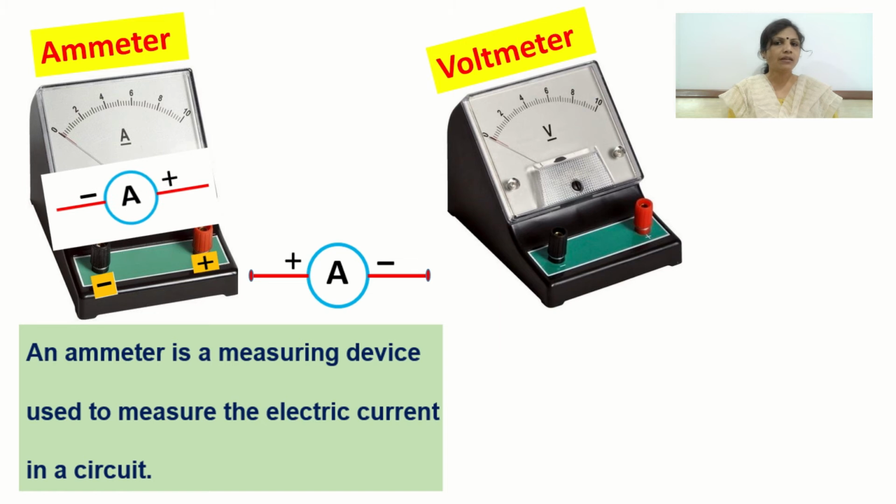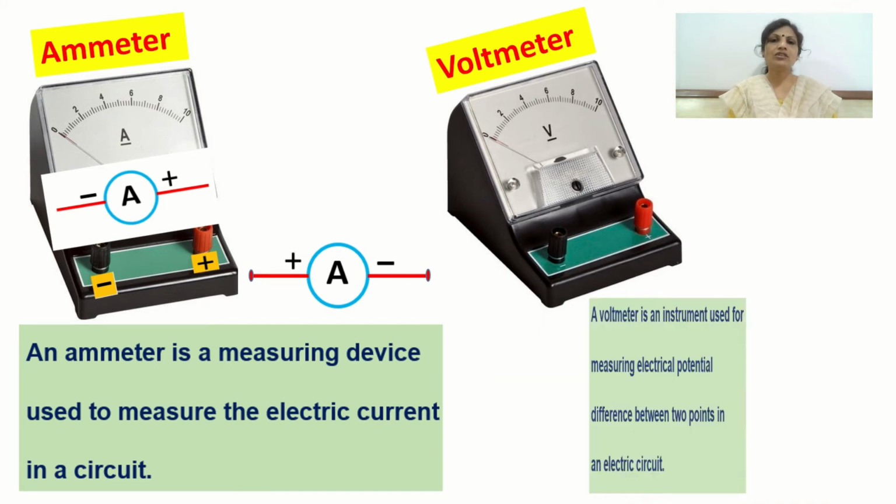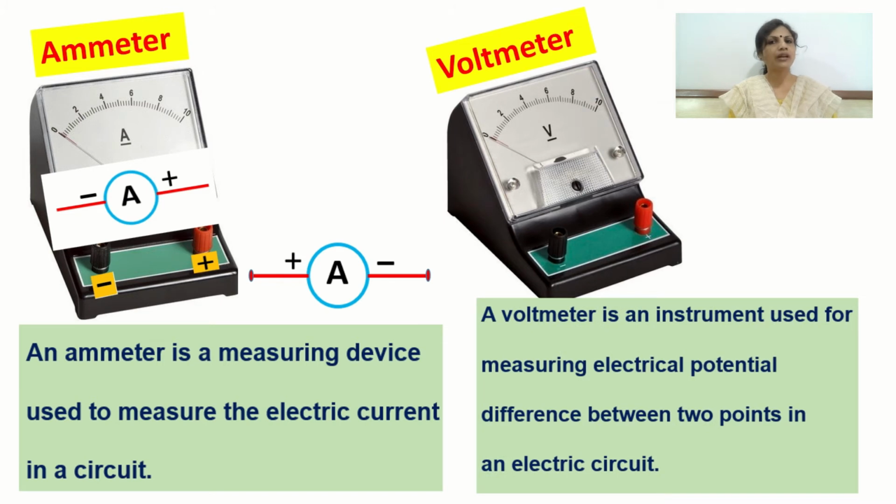When we discussed potential difference, we also discussed a device which is called a voltmeter, and a voltmeter is a device which is used to measure electric potential difference between two points in an electrical circuit.